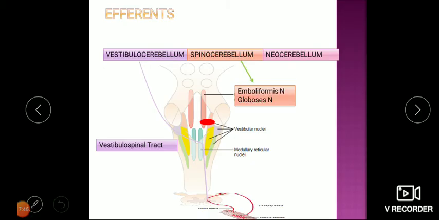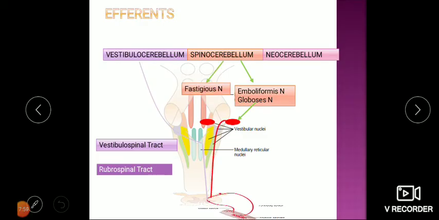Now the spinocerebellum has connection with two nuclei, emboliform nucleus and globose nucleus. From here it is communicating with the red nucleus. This fiber is called the rubrospinal tract, and it also has connection with the fastigial nucleus. These are the deep nuclei of the cerebellar cortex. From here it is going to the reticular formation. This is the reticulospinal tract. That means the spinocerebellum has connection with the rubrospinal and reticulospinal tracts. Through that it is regulating muscle tone.